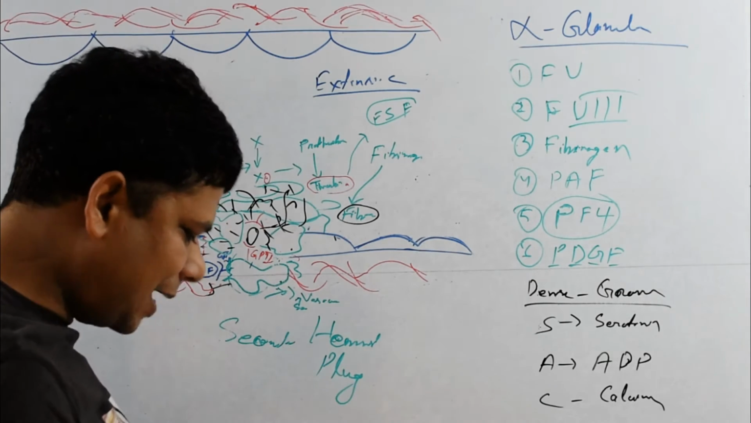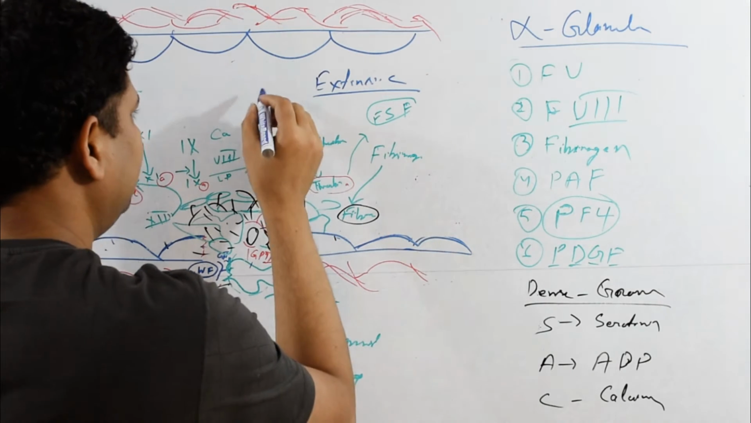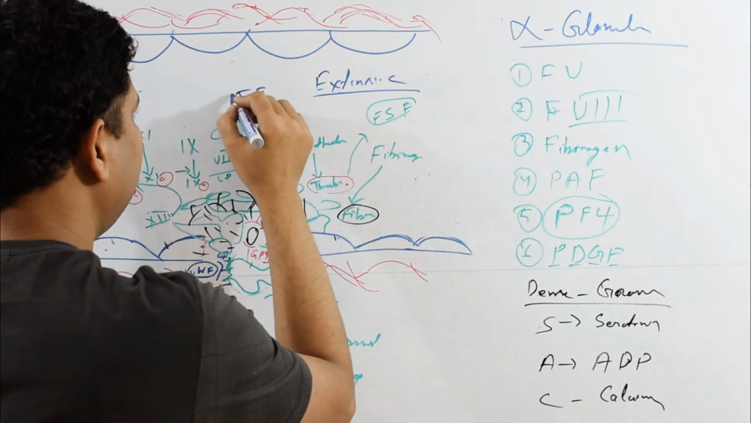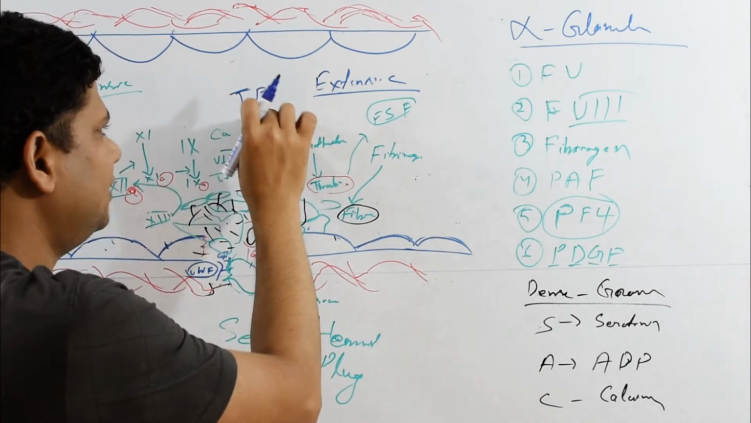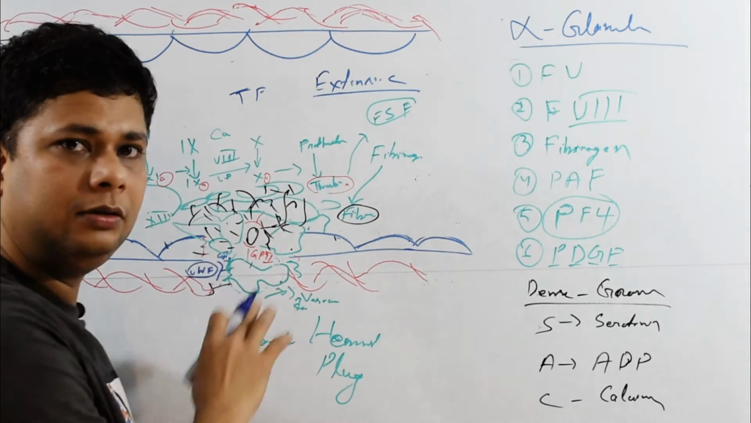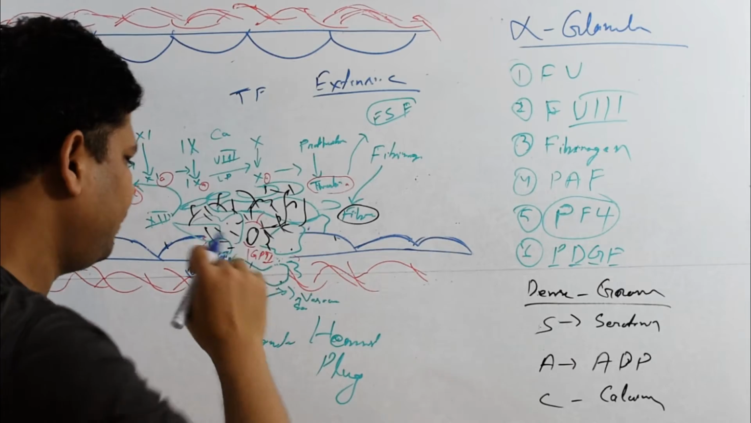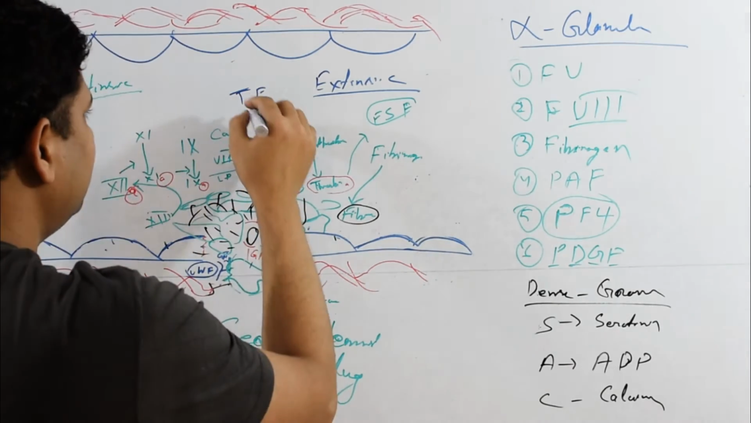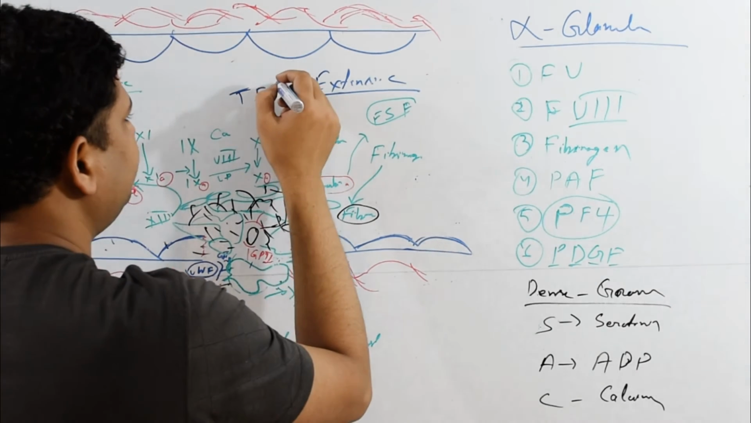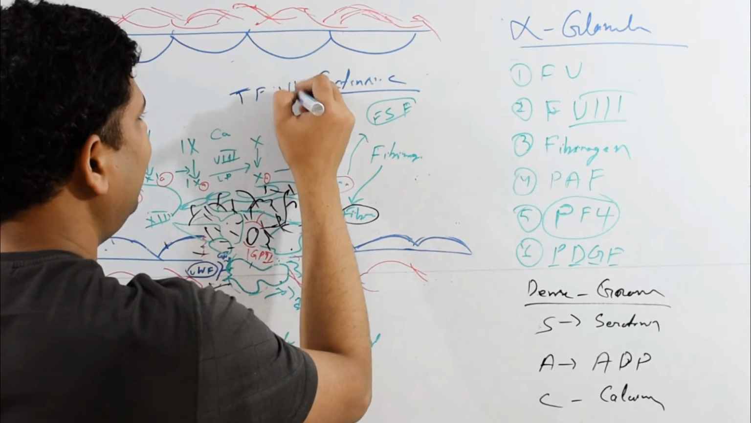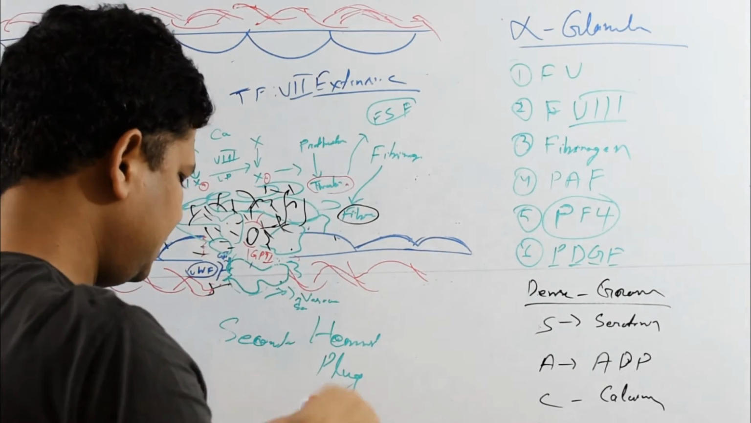Now what is the extrinsic pathway? The extrinsic pathway involves a tissue factor, TF. These tissue factors are present on the outer membrane of the endothelial cell or the subendothelial cell. These are also present in epithelial cells. So after the rupture, factor 7 binds to tissue factor. This factor 7 gets activated.